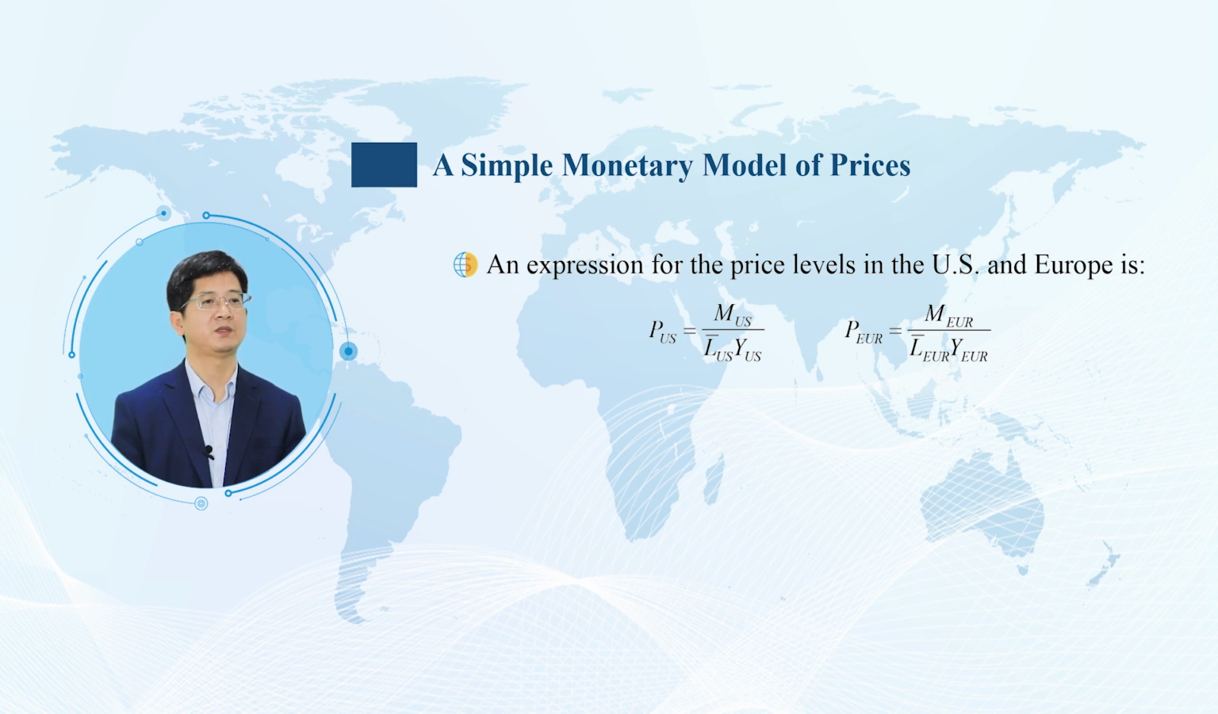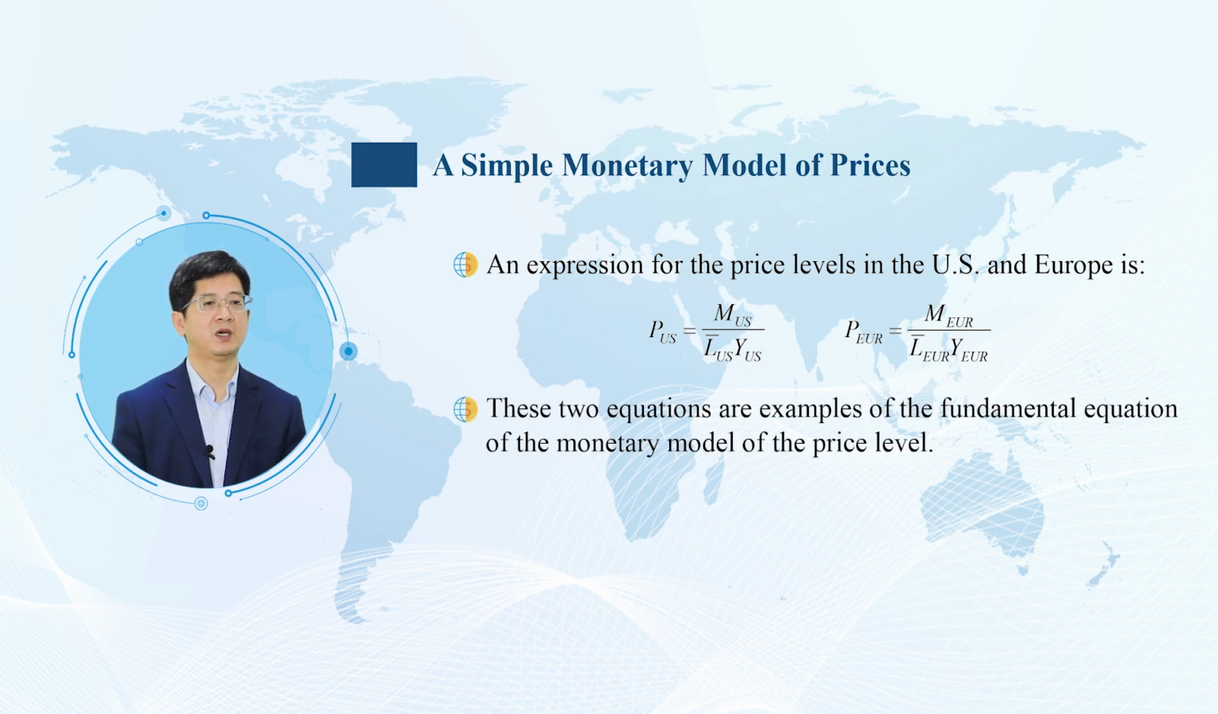P sub US is equal to M sub US over L bar sub US times Y sub US. P sub EUR is equal to M sub EUR over L bar sub EUR times Y sub EUR. The two equations are examples of the fundamental equation of the monetary model of the price level.